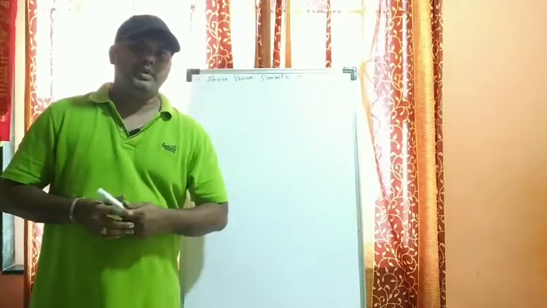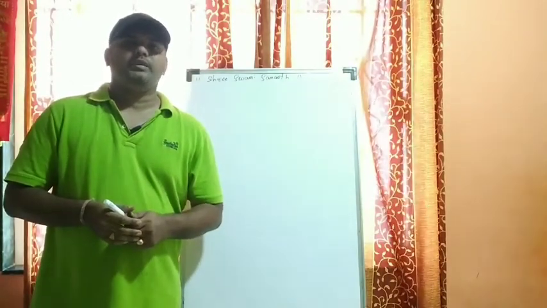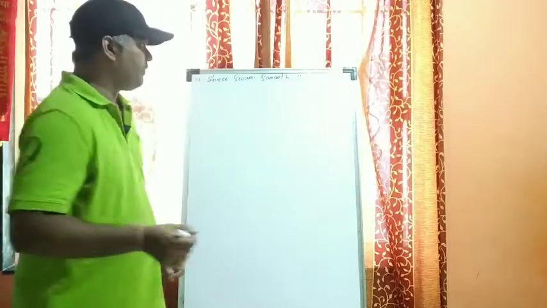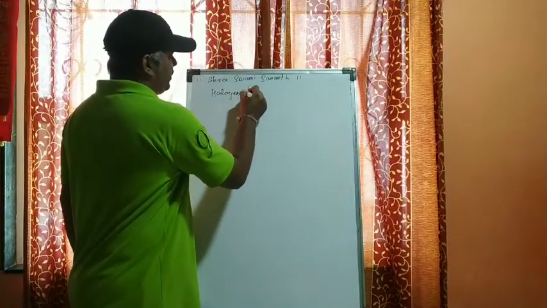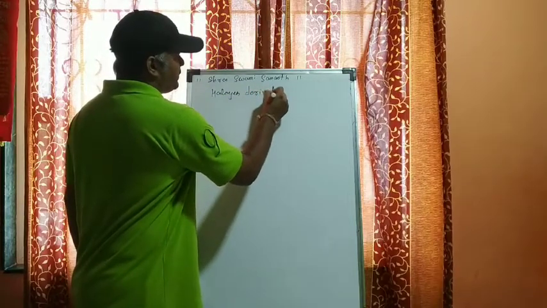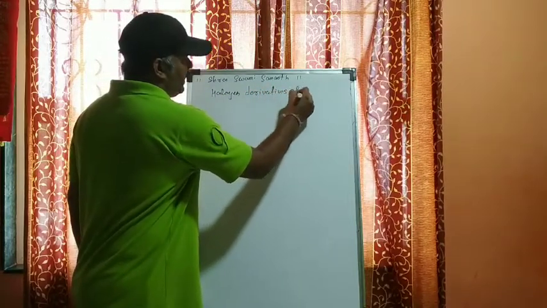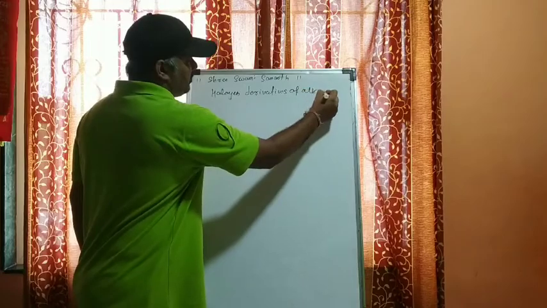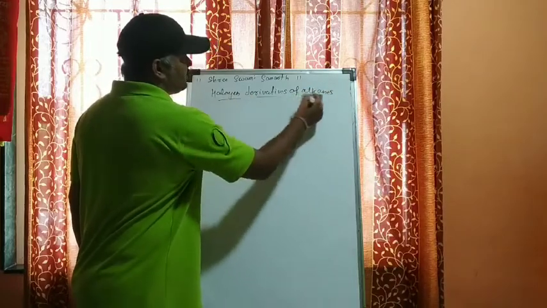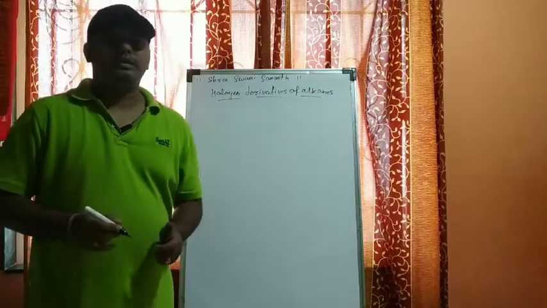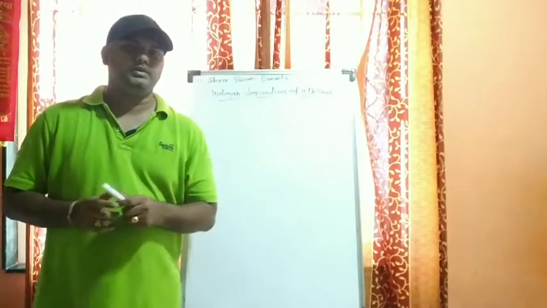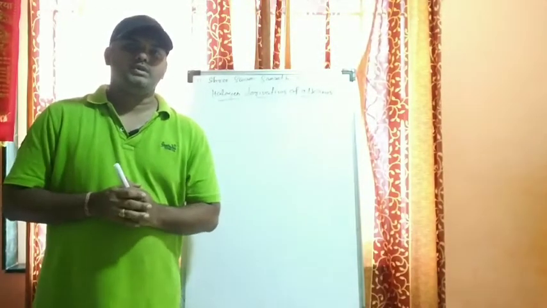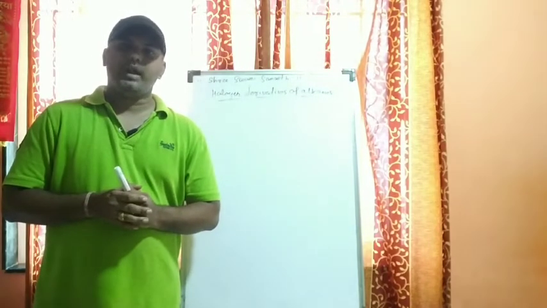We are going to begin with a new chapter today, that is the halogen derivatives of alkanes. My dear students, last year in the 11th standard we had learned one chapter. The name of the chapter was hydrocarbons. You might be remembering it.